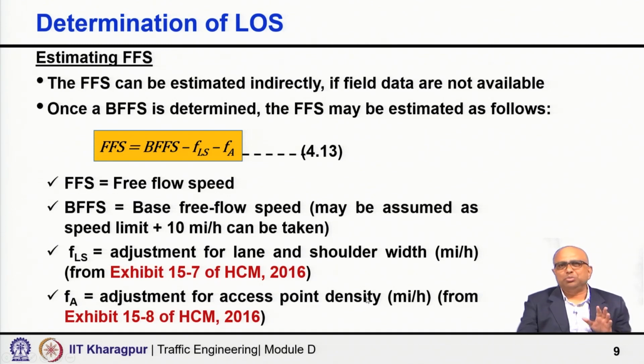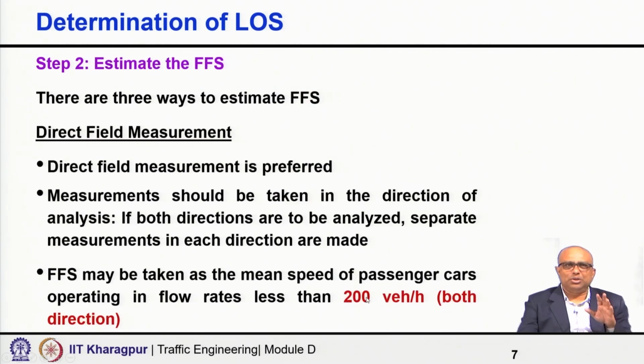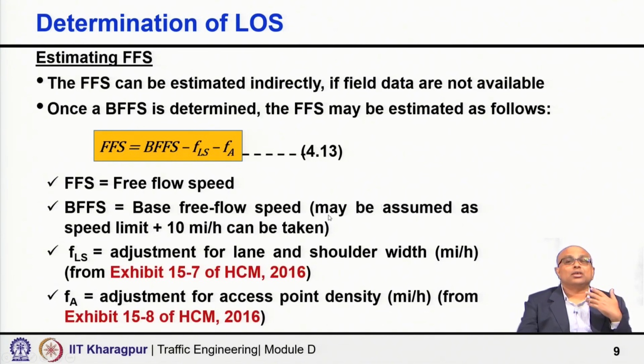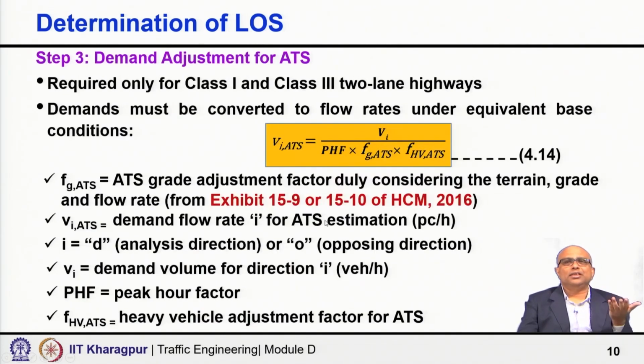So, these are the three ways you can estimate the FFS: either direct measurement of FFS, or measurement of speed at a high flow rate and then applying the necessary correction, or you can completely estimate it without any field measurements. Then step 3 relates to demand adjustment for ATS.